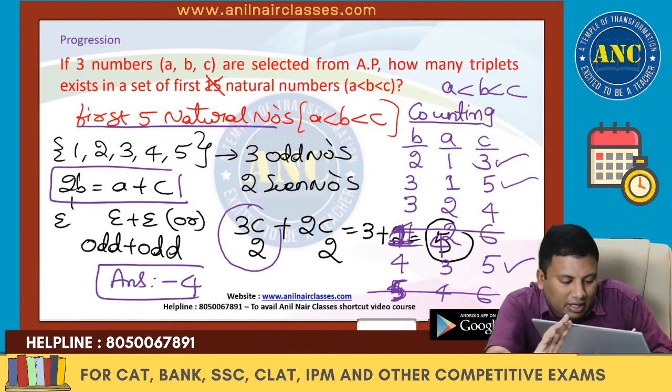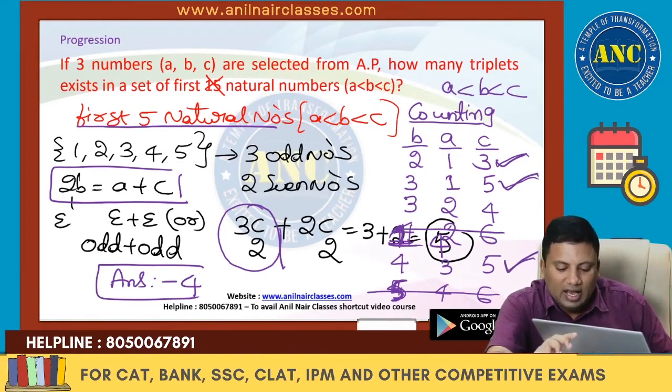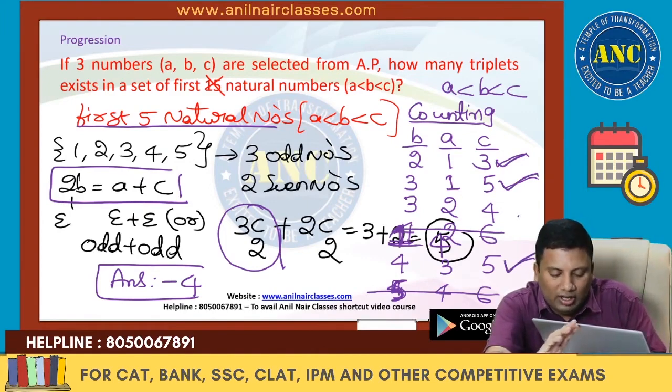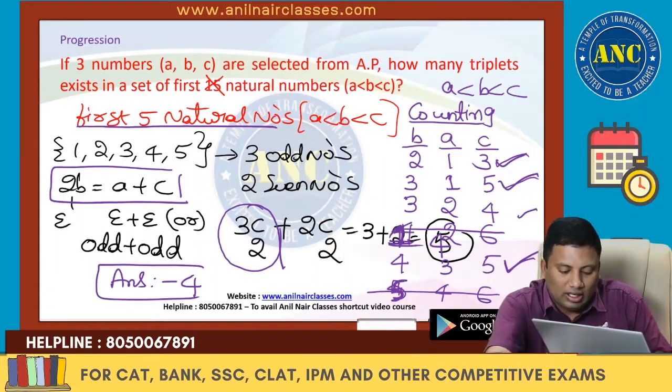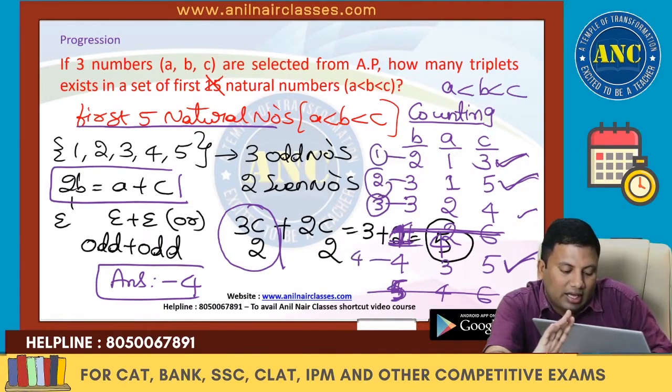Easily you can determine out of 3, select any 2. I selected 2 odd numbers. 3 cases. Out of 2, select any 2. Only 1 case we got. So totally 4 cases we got, which is case number 1, case number 2, case number 3 and case number 4.